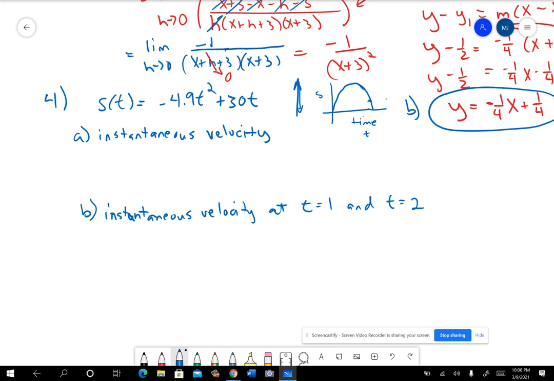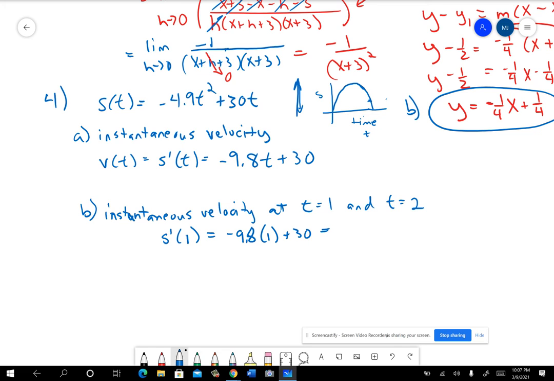So part A said, find the formula for the instantaneous velocity function. So instantaneous velocity is really s prime of t. So v of t is really s prime of t. So we're not going to use limits. We're just going to use our little shortcut rules. That would be -9.8 t plus 30. So at t equals 1, the instantaneous velocity can be found by just plugging a 1 into that. -9.8 times 1 plus 30. And that would wind up being 30 minus 9.8. So that would be 20.2.